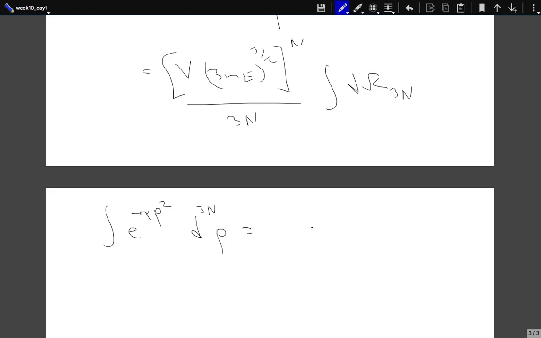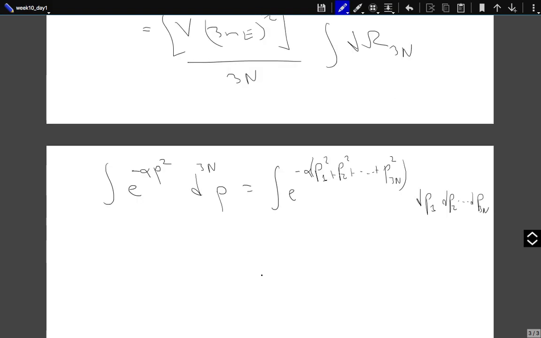Now, on one hand, this is nothing but the integral of e to the power minus alpha times (p1 squared plus p2 squared plus ... p3n squared). There are 3n coordinates, dp1, dp2, ... dp3n. Well, this is just 3n Gaussian integrals. All of those Gaussian integrals will just give me square root of pi over alpha. So there are 3n of them, to the power 3n over 2. On one hand, that integral is equal to pi over alpha to the 3n over 2.